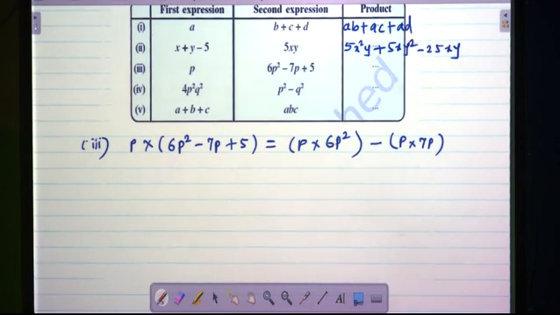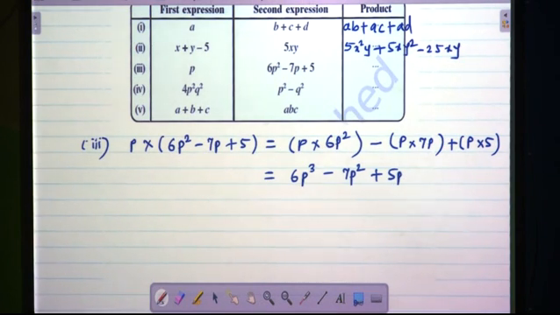Agreed? After that, the third term has sign plus. So, the sign of p is also plus. So, plus into plus is plus p multiplied by 5. What we are getting now inside the bracket? P into 6p square becomes 6p cube minus 7p square plus 5p. This is the answer of the third sum.